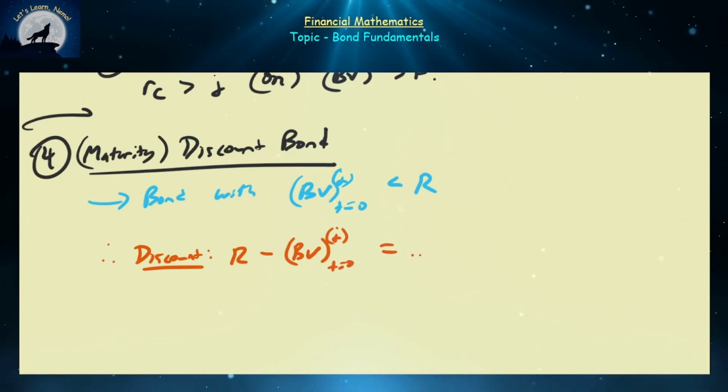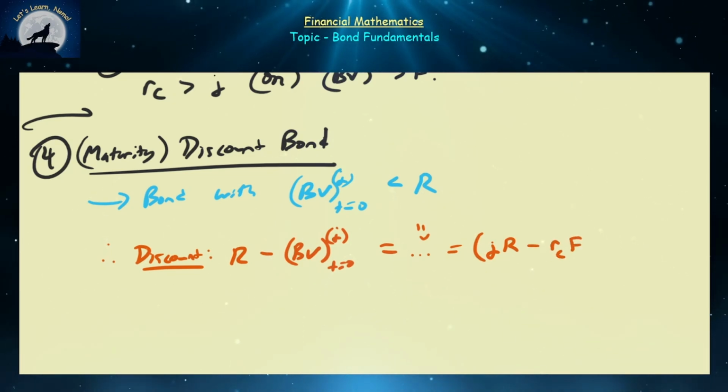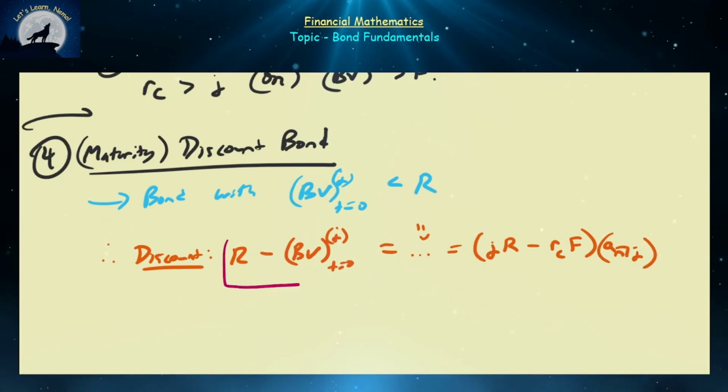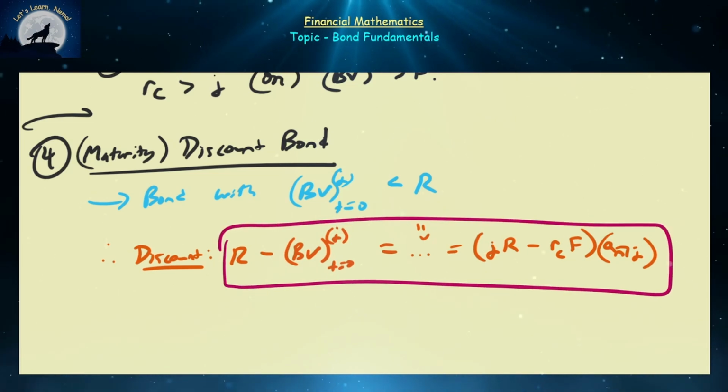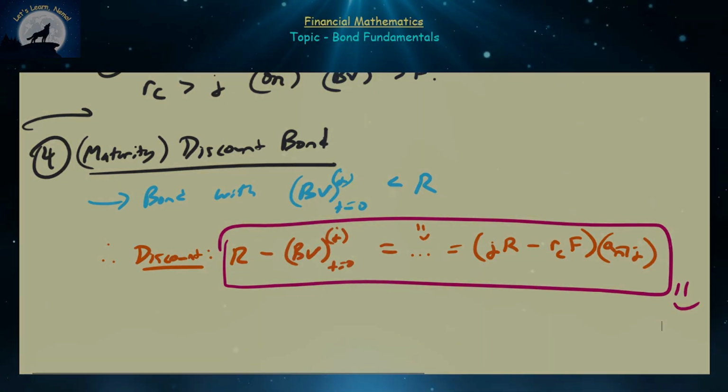I highly suggest you try on your own to verify that this is equal to, almost like the reversal of the other equation, J, our yield rate, times the redemption value, minus RC, our coupon rate, times the face value, times ANJ, our annuity immediate, under our yield rate, J. So that's what we refer to as the discount of the maturity discount bond transaction. Those are just some of the basics that you definitely should know when it comes to dealing with bonds. We'll discuss a couple more important bond principles in the upcoming video, and I hope to see you then. Take care.